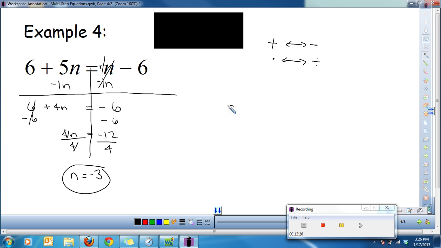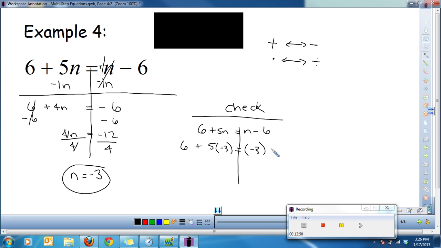Now, just like before, let's check our answer. I'm going to rewrite the original equation. 6 plus 5n equals n minus 6. Now in this example, we think n is negative 3, and n is on both sides, so we're going to plug it into both sides. 6 plus 5 times negative 3, and then negative 3 minus 6.